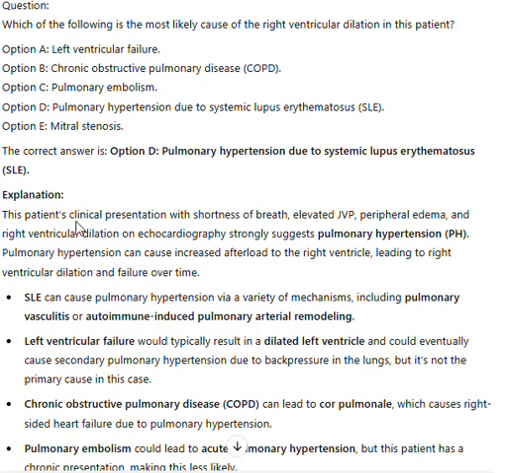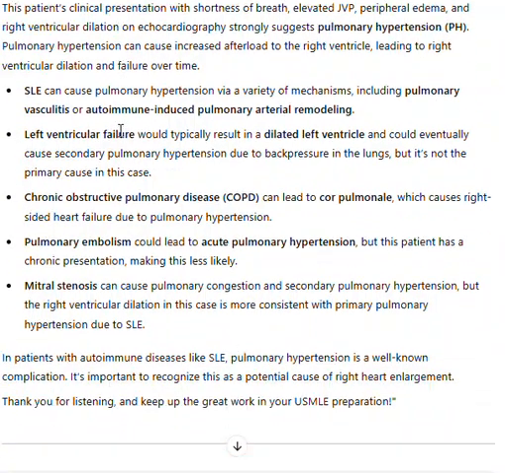Explanation: this patient's clinical presentation with shortness of breath, elevated JVP, peripheral edema, and right ventricular dilation on echocardiography strongly suggests pulmonary hypertension, PH. Pulmonary hypertension can cause increased afterload to the right ventricle, leading to right ventricular dilation and failure over time.